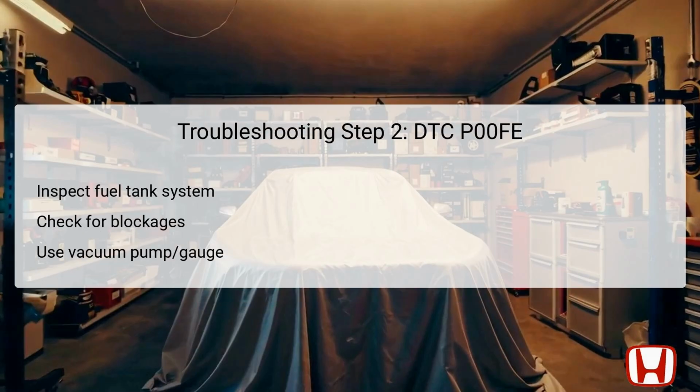The second step in troubleshooting DTC P00FE is to focus on the fuel tank system. Begin by inspecting the fuel tank for any signs of blockage that might prevent normal venting. It is crucial to ensure that all lines are clear and free from any debris that could interfere with the system's operation. This involves disconnecting the fuel vent tube from the EVAP canister and connecting a vacuum pump or gauge to assess the system thoroughly.